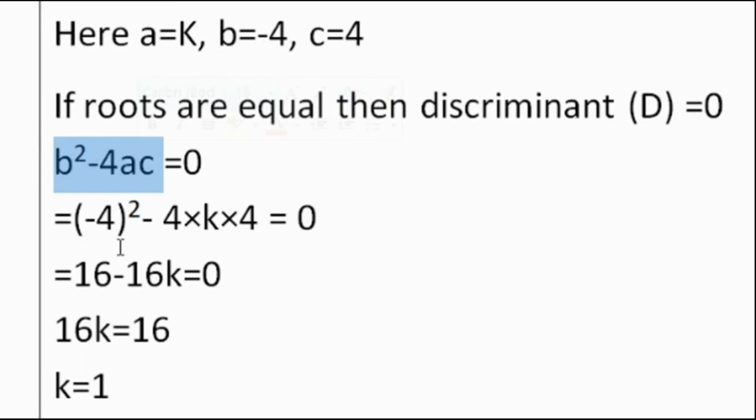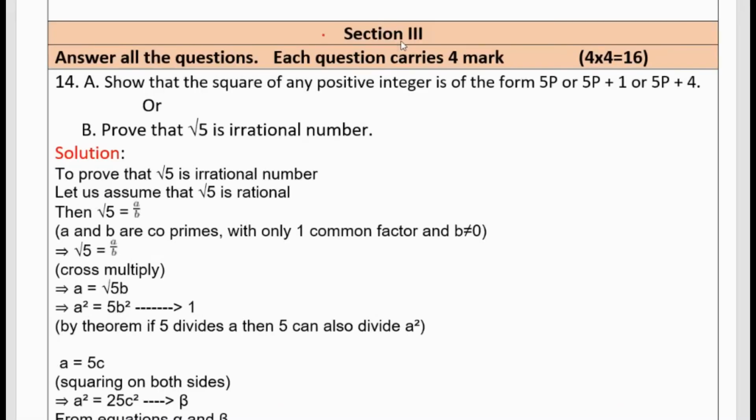b is minus 4. So minus 4 square minus 4 into a, which is k, and c is 4 again. So minus 4 square value is plus 16. Minus 4 into k into 4 is minus 16k, equal to 0. 16k is equal to 16, so k will be 1. The value of k is 1.